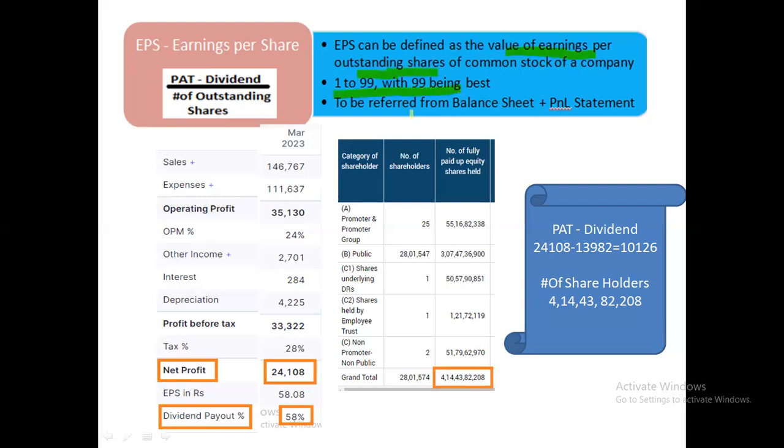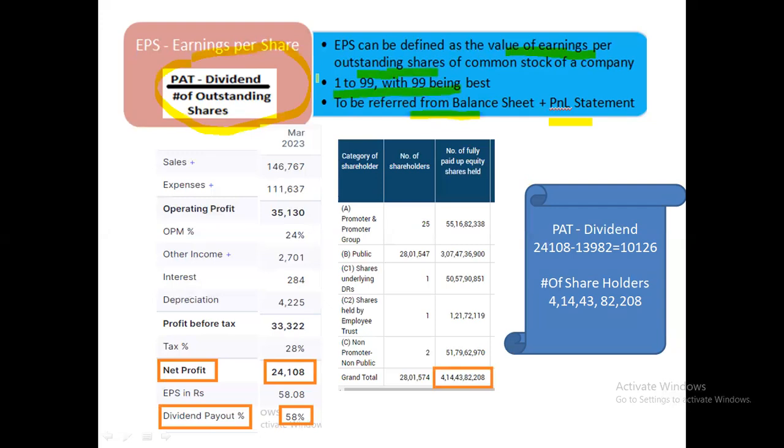And this should be referred from the balance sheet plus the P&L statement. This will be coming from the balance sheet as well as the P&L statement. Below, I have given the example as well. So the simple formula is PAT minus dividend divided by the number of outstanding shares. How much earnings are happening per share, per shareholding person, is what we are trying to identify.